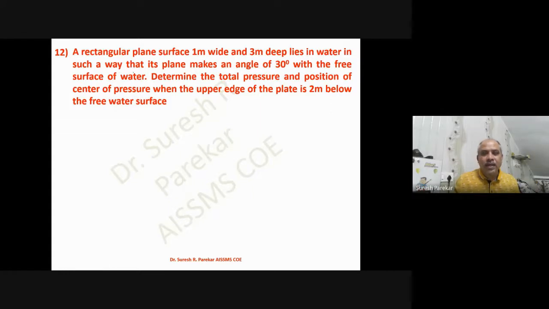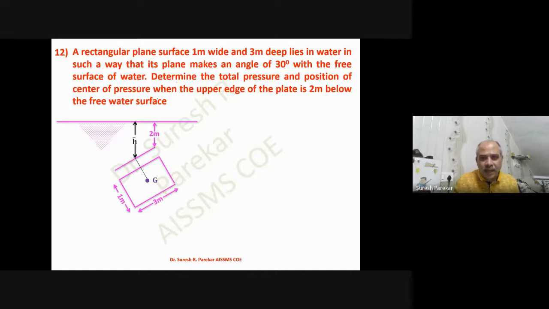Then we have a rectangular plane surface 1 meter wide and 3 meter deep, which lies in a water tank in such a way that its plane makes an angle of 30 degrees with the free surface of water. Determine the total pressure and position of center of pressure. So we have it given like this. This is given as 2 meter. We have to calculate H bar here.